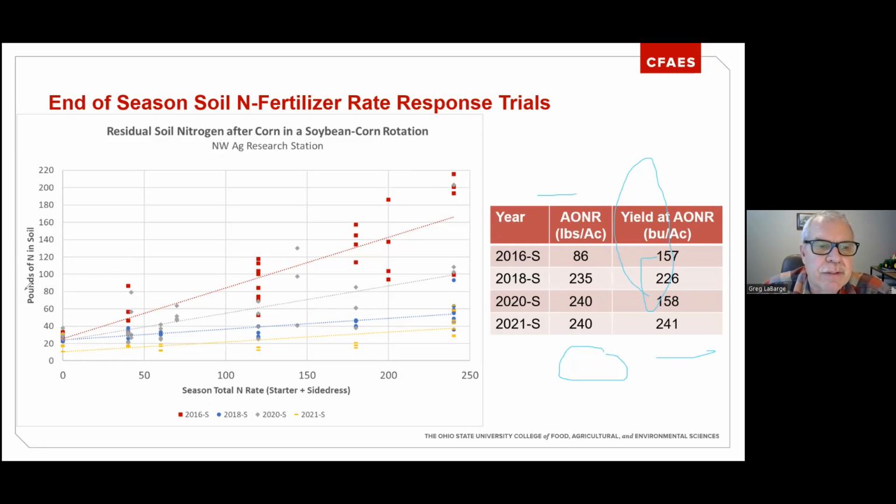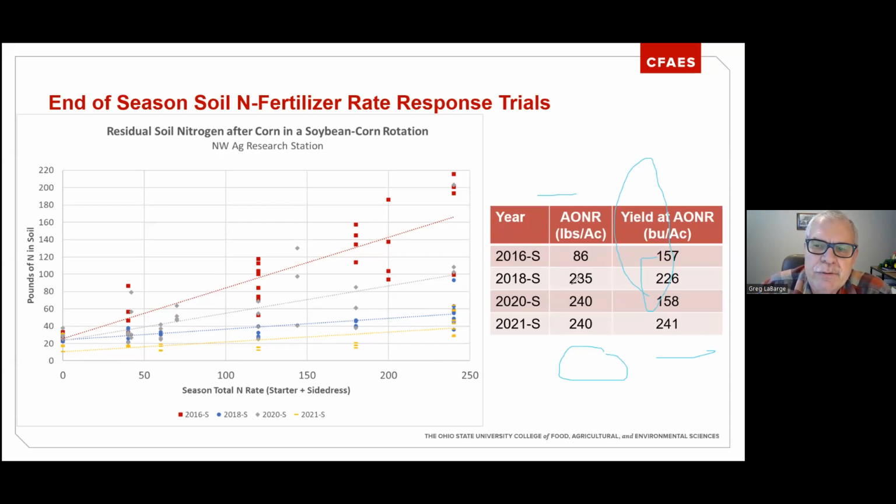Here on the y-axis, we have pounds of nitrogen. This would be from taking a soil sample and analyzing it for the ammonia and the nitrogen in that soil sample, and then calculating out the equivalent pounds of nitrogen in the soil. And on the x-axis, we have the different nitrogen rates in our nitrogen rate trial study. And you can see 4 very distinct seasons. Actually, the 2018 season is here.